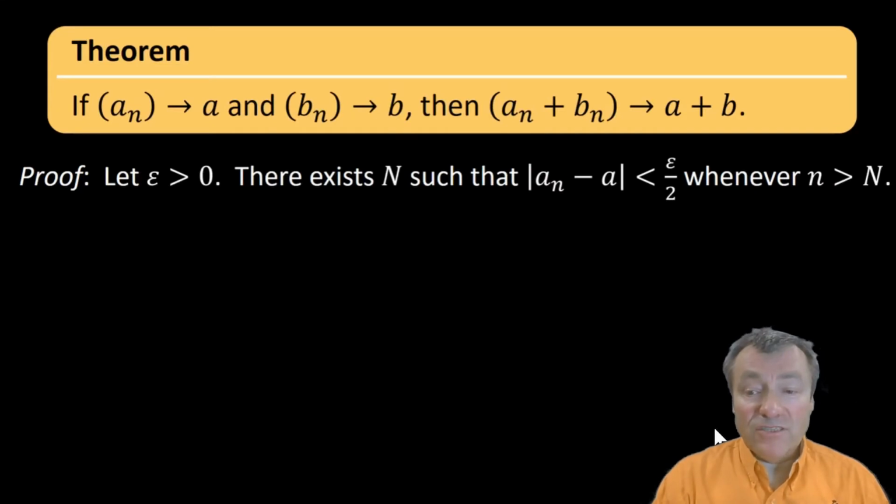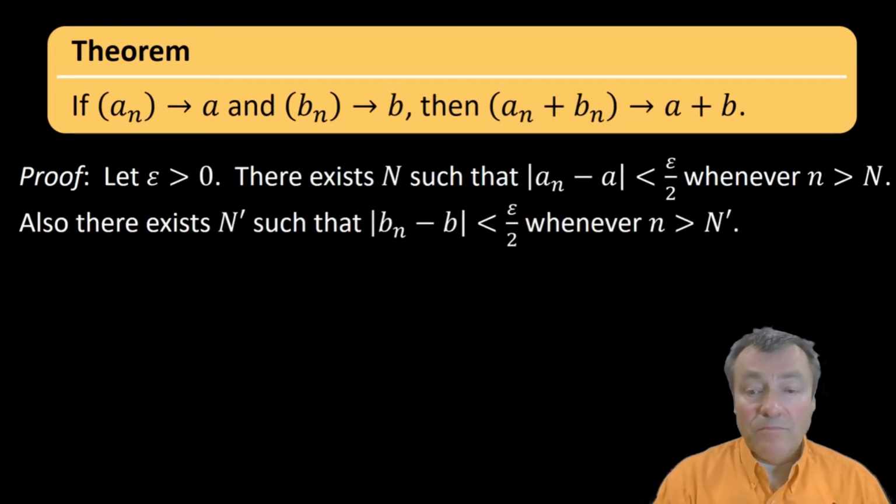By the first assumption, there exists an N such that all terms a_n lie within epsilon over 2 of a whenever little n is bigger than capital N. And by the second hypothesis, there is an N prime such that the terms b_n all lie within epsilon over 2 of b whenever n is bigger than capital N prime.